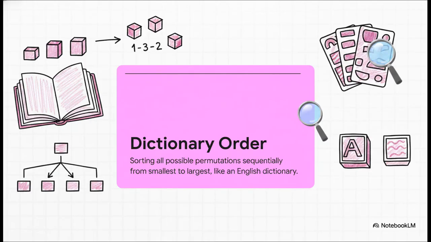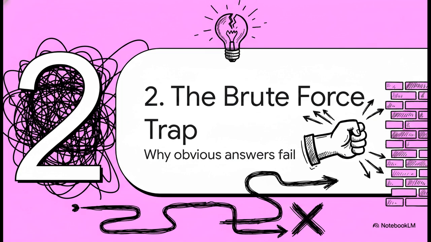Now, to find the next permutation, we have to look at these arrangements in what we call dictionary order. Think of it like treating these number sequences exactly like words in a dictionary, sorted sequentially from the absolute smallest to the largest. Like 1, 2, 3 naturally comes before 1, 3, 2, right? Just like the word apple comes before axe. So finding the next permutation simply means finding the exact sequence that immediately follows your current array in this sorted ascending dictionary order.